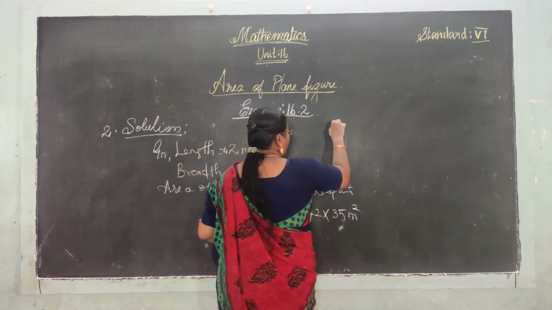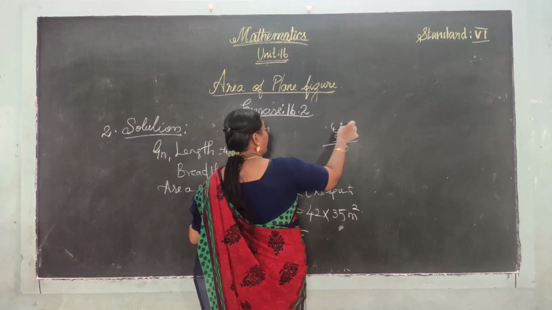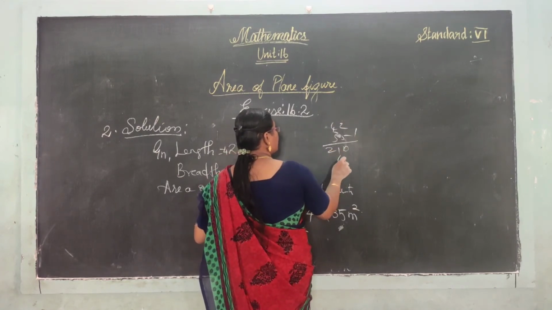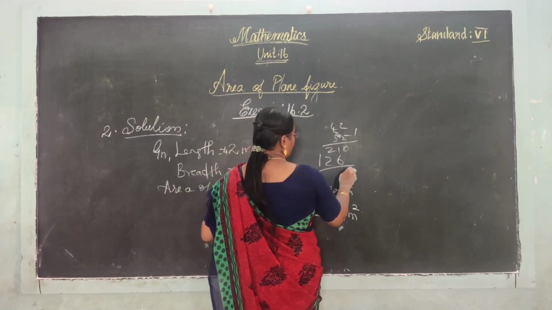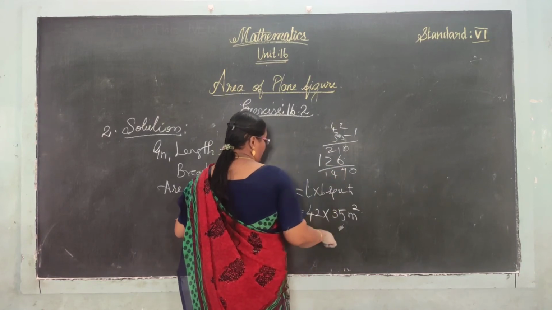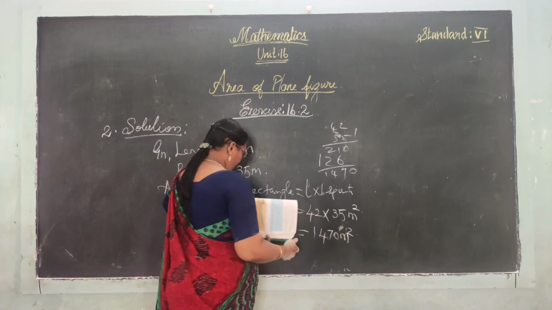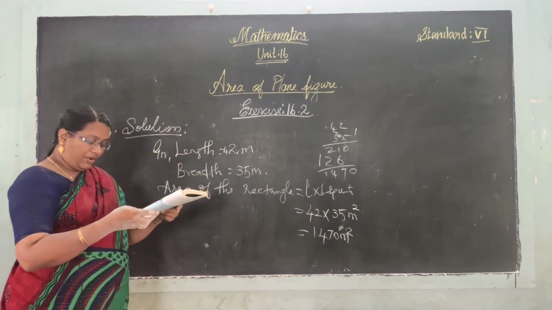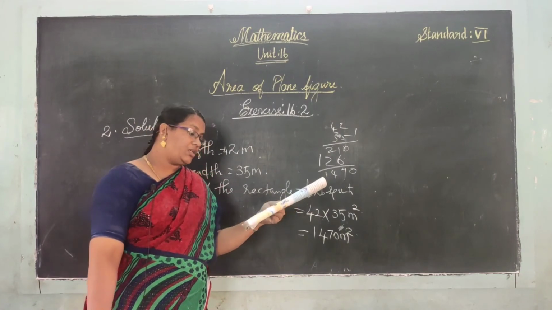Now multiply 42 into 35. 5 2s are 10, 20, 21, 6, 12, 7, 4, 1. Okay, so 1470 meters square. What we have to find out here? Here find out the cost at the rate of rupees 40 per meter square.